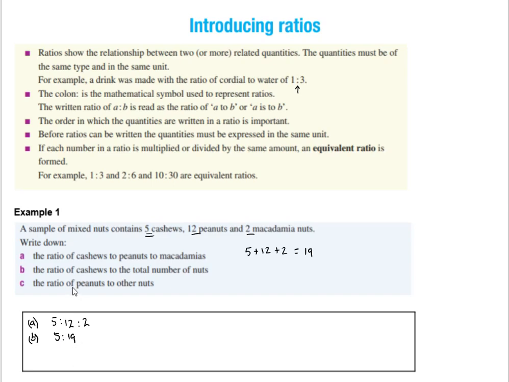And the ratio of peanuts to other nuts, well, peanuts is 12, and other nuts is made up of cashews and macadamia, which is 12 to 7.